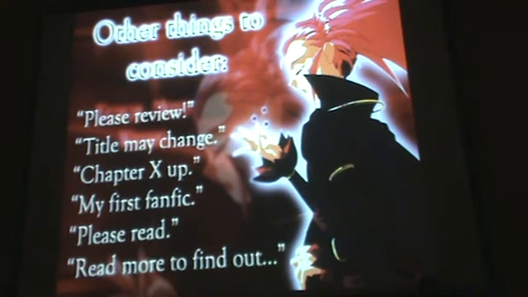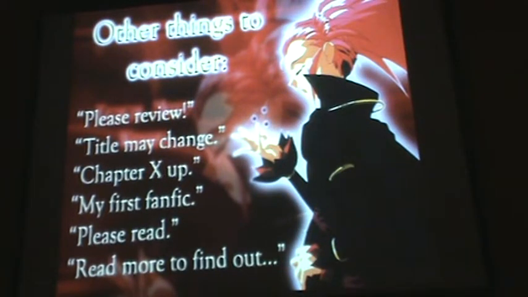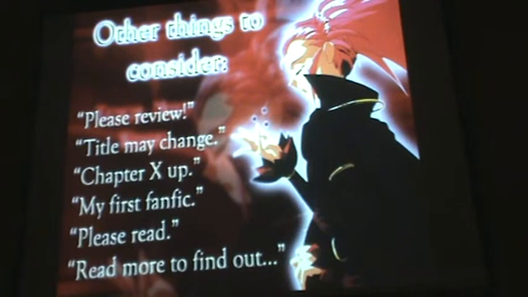"Title may change." If your title is going to change, or if you suspect that it will change in the future, hold out on posting that story, because a lot of times, if people like your story, they will associate it by the title name. And if you change it, not a lot of people actually bother to look at the summary when it comes to their inbox. It's sad, but it's true.